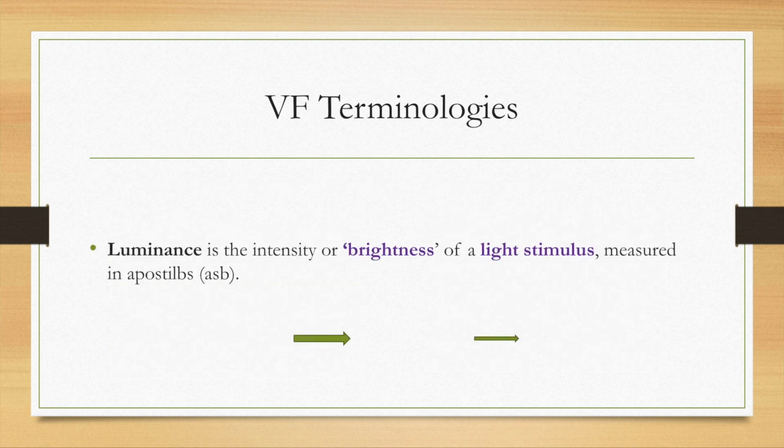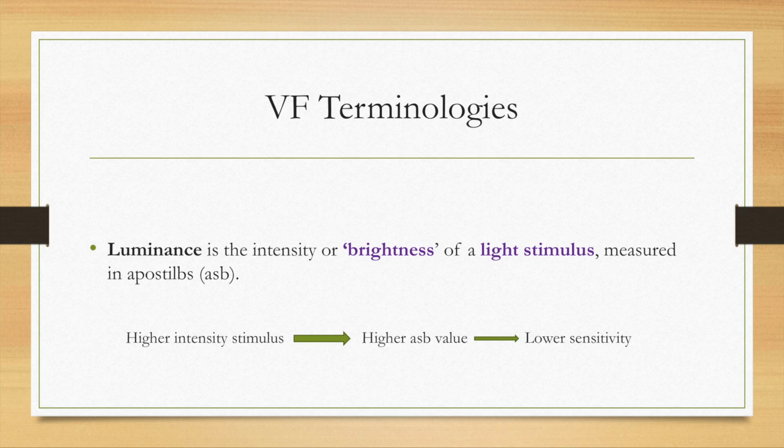Luminance. The luminance is the intensity or brightness of the light stimulus, which is measured in apostilbs. So the apostilb is the unit of the brightness of the light stimulus. When there is a higher intensity stimulus, there is a higher apostilb value. On the other side, the sensitivity is lower.